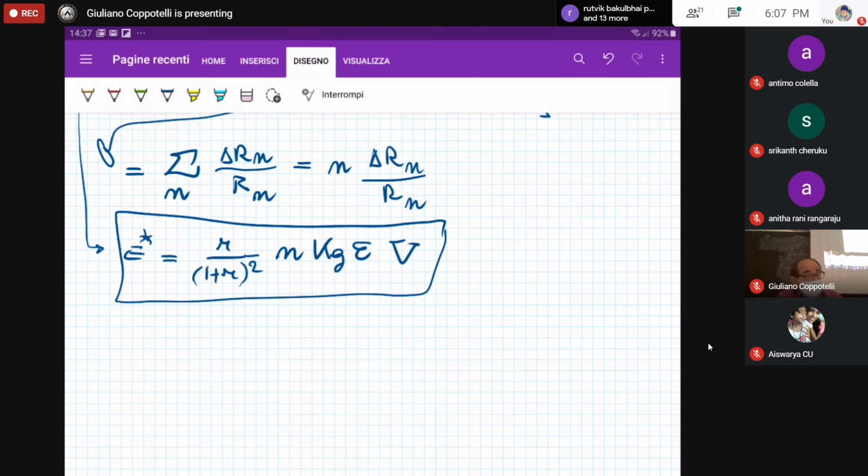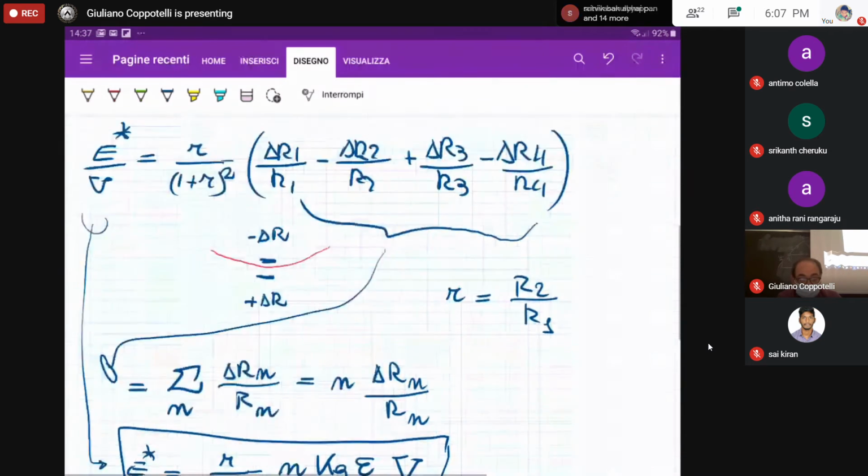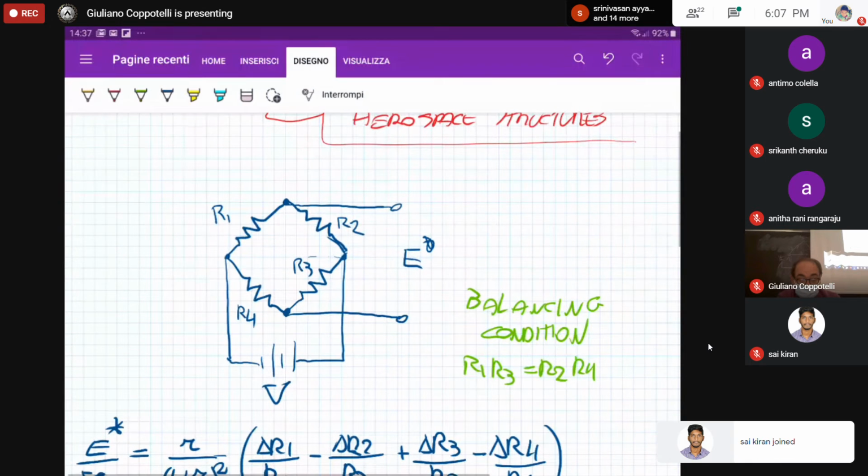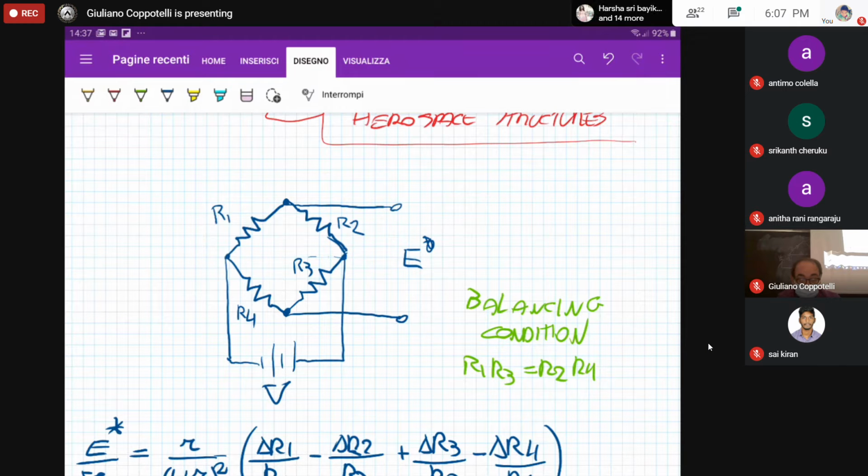Now, sensitivity of this measuring circuit. Remember, we are having that kind of measuring circuit, the Wheatstone bridge. The four resistances are placed close to the point in which we would like to have the measure of the strain. Okay, so we are referring all to the same point. It is a local measurement once again.